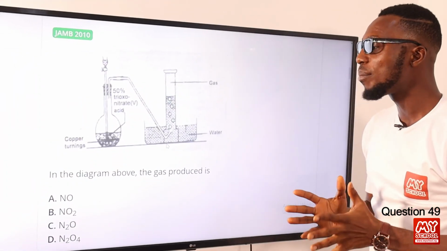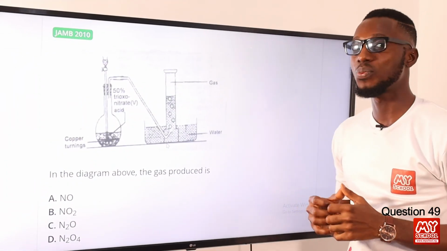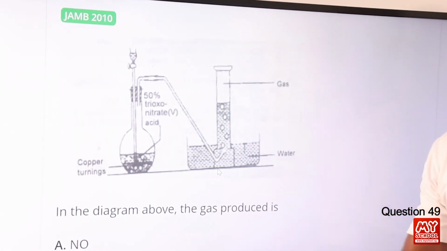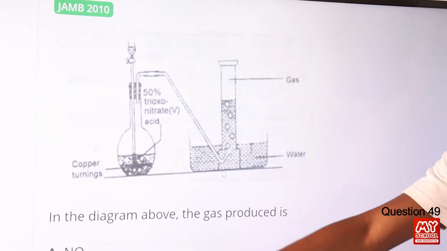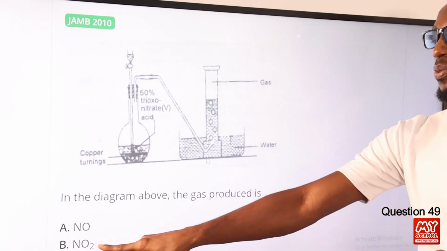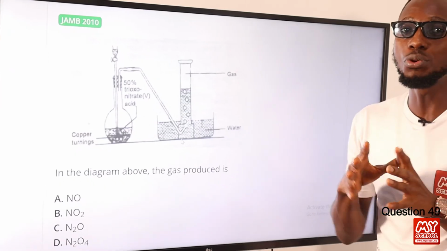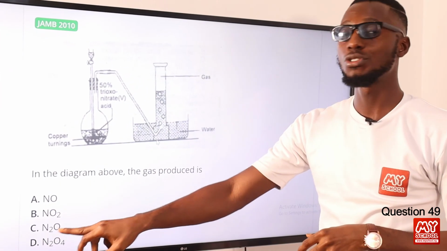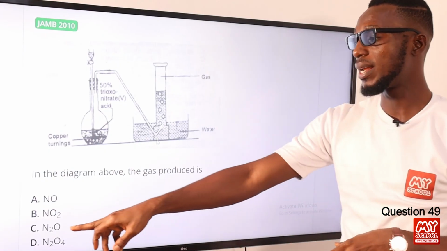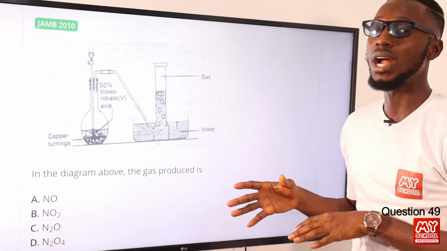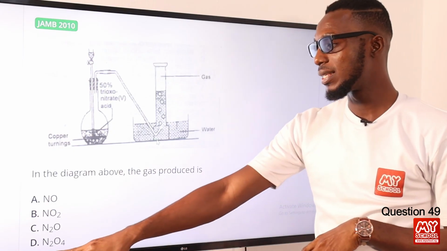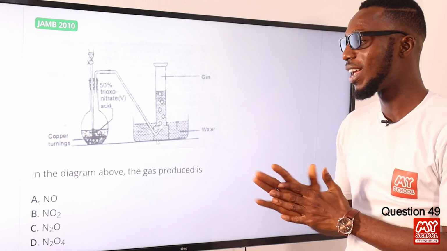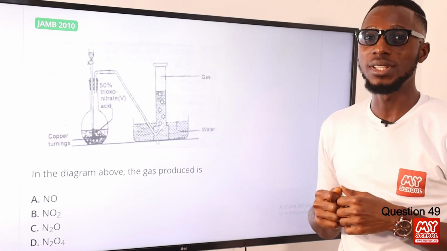49. In the diagram above, the gas produced is what? This is a setup for nitrogen 2 oxide. Option A is nitrogen 2 oxide. Option B is nitrogen 4 oxide, where you have the use of copper. Then here we have nitrogen 1 oxide from the thermal decomposition of ammonium nitrate 5, and this is dinitrogen tetraoxide. So the correct option here is option A, nitrogen 2 oxide.